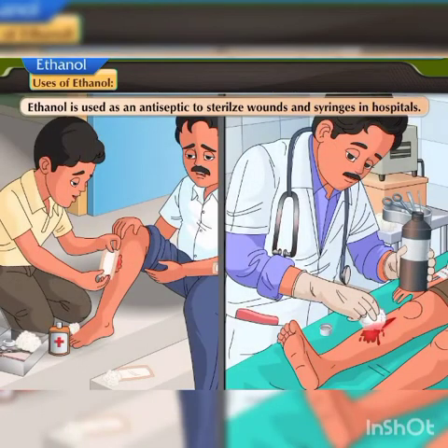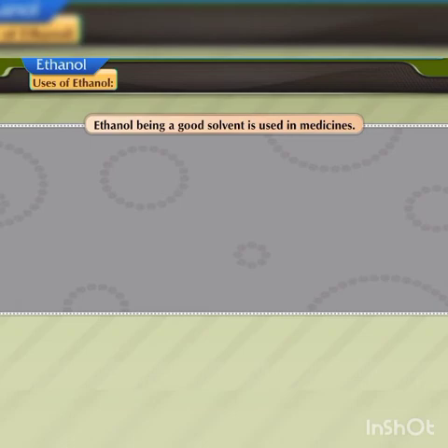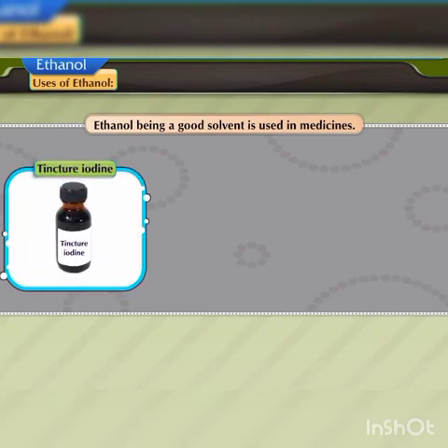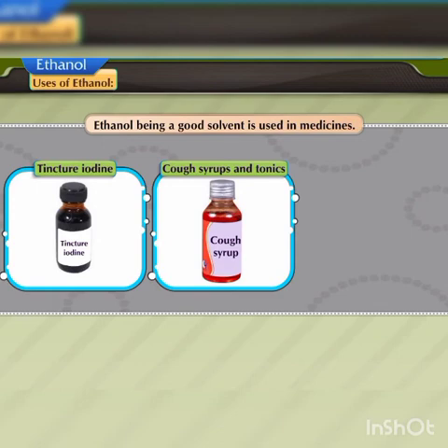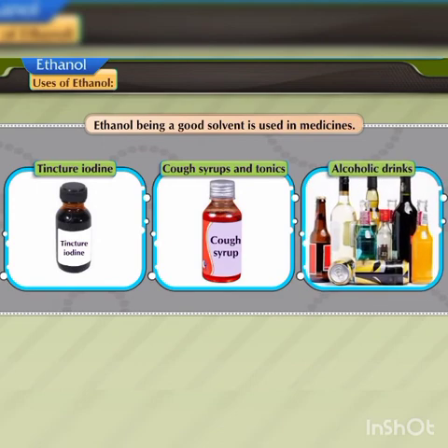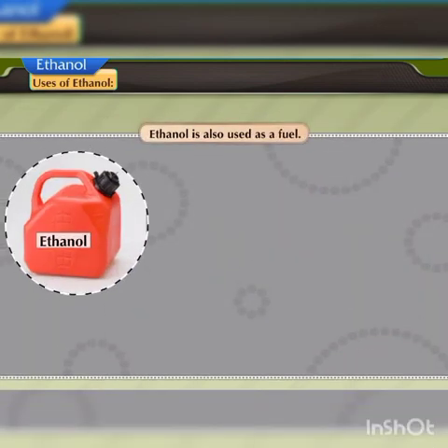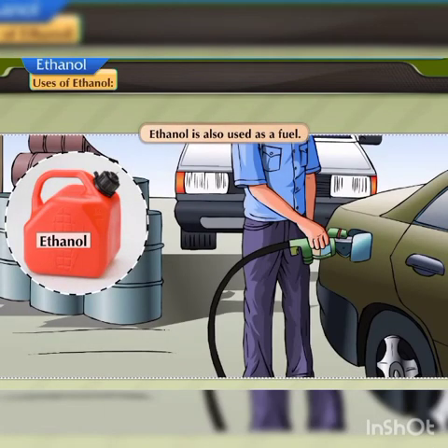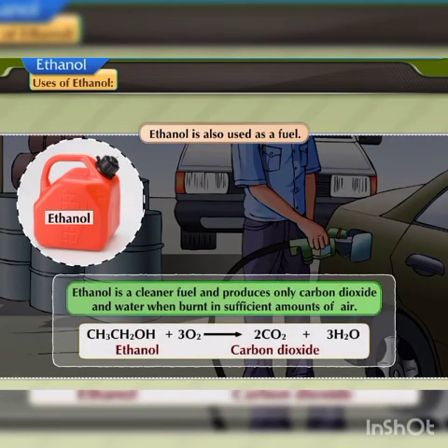Uses of ethanol. Ethanol is used as an antiseptic to sterilize wounds and syringes in hospitals. Ethanol, being a good solvent, is used in medicines such as tincture iodine, cough syrups, and tonics. It is also used in the preparation of alcoholic drinks. Ethanol is also used as a fuel in cars along with petrol, since it is a cleaner fuel and produces only carbon dioxide and water when burnt in sufficient amounts of air.